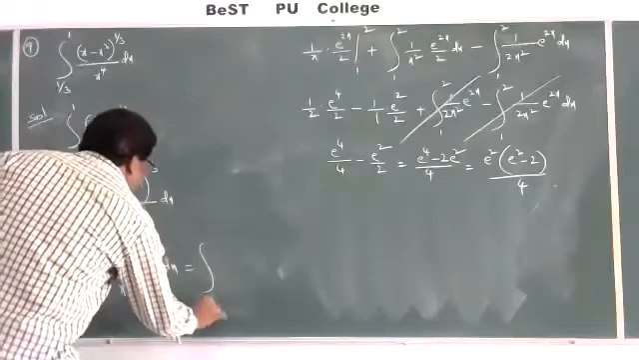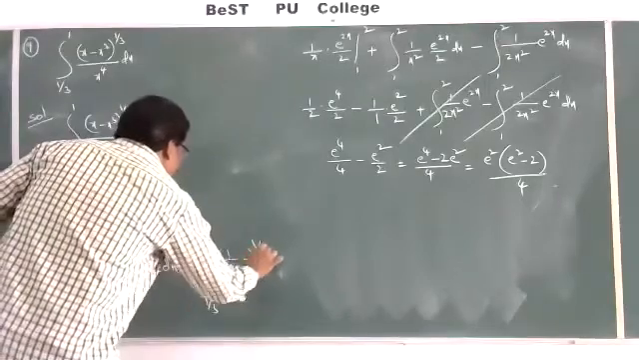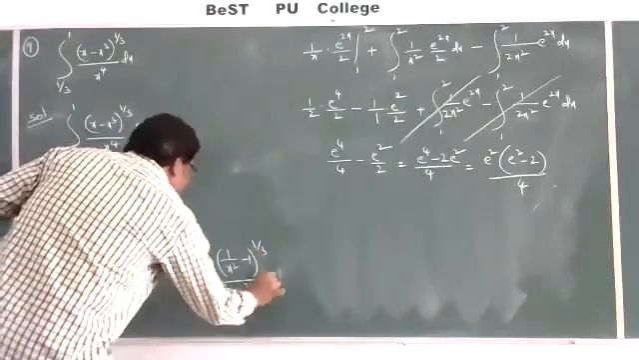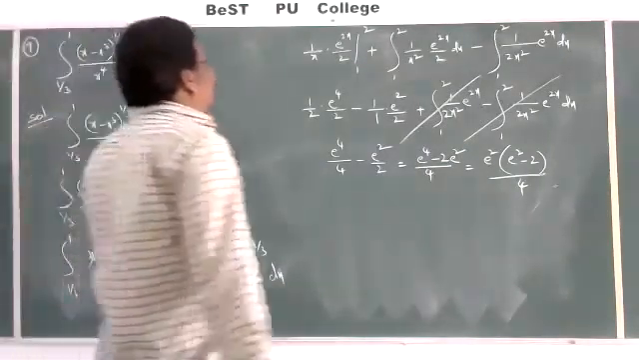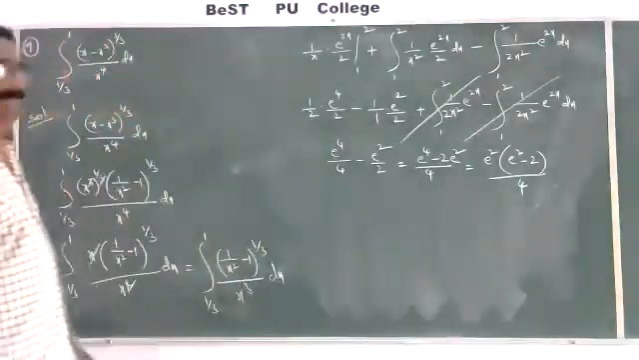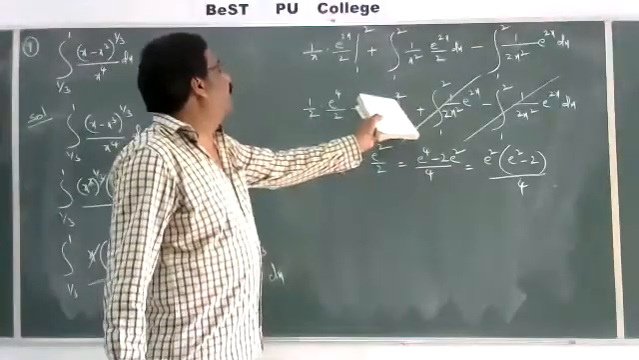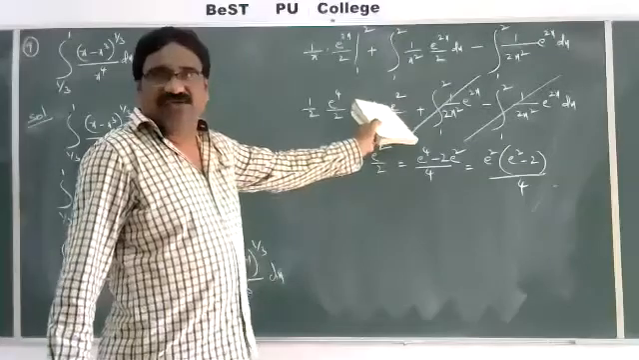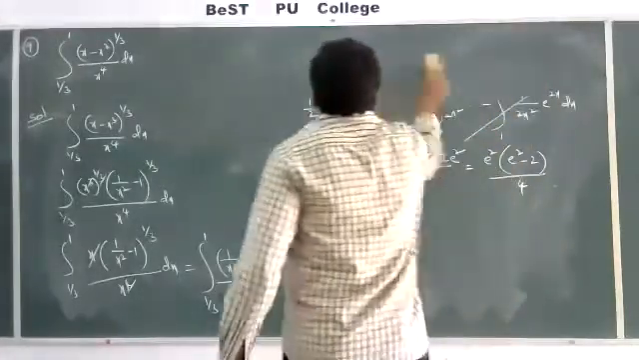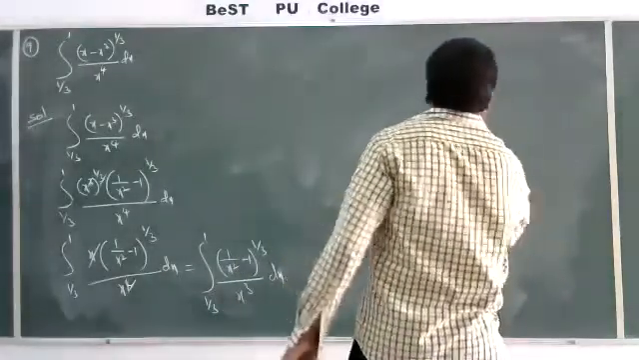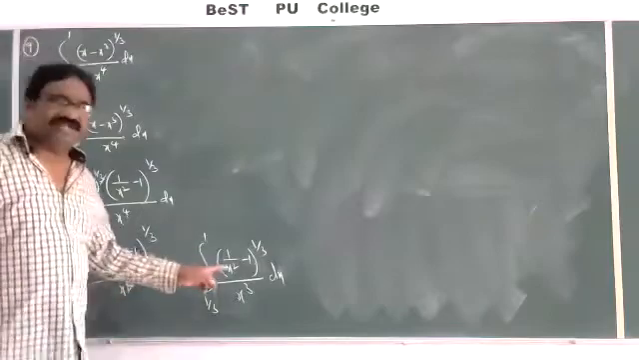Yes, this is the integral from 1/3 to 1 of (1/x² − 1)^(1/3) · (1/x³) dx. Here the exponent is not e^1, it is e^2. So here the substitution method is required.